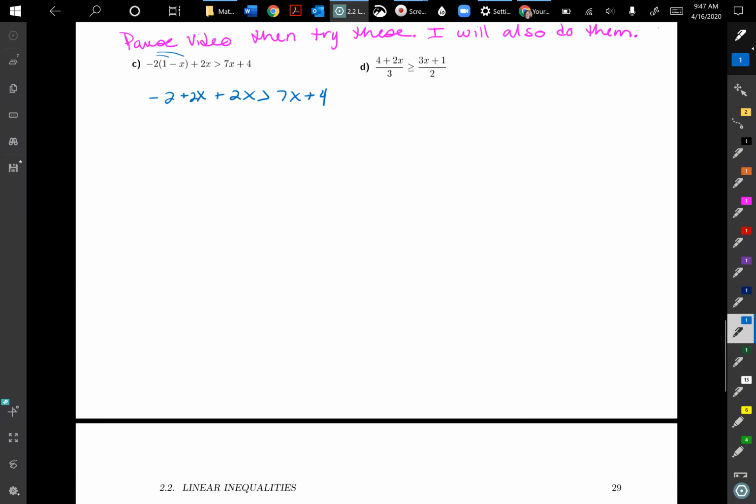Then I'm going to combine like terms. So I get negative 2 plus 4x. I'm dealing with just one side of the inequality, so I'm just going to combine. I'm not balancing anything off yet. Greater than 7x plus 4. Now I can start my solving process by balancing off the sides. I am going to go this route. I'm going to subtract 4x from both sides. That's what I'll choose.